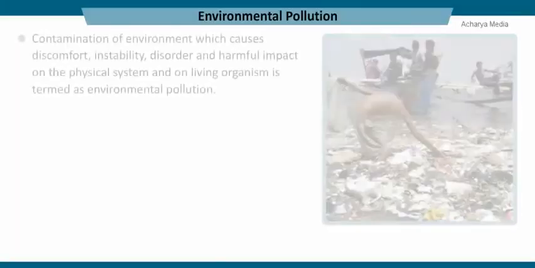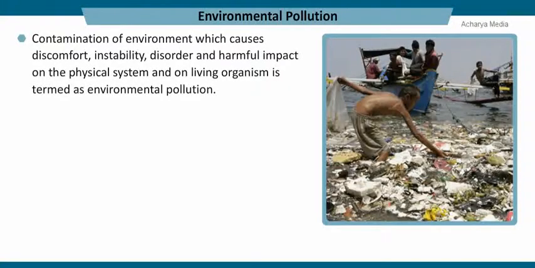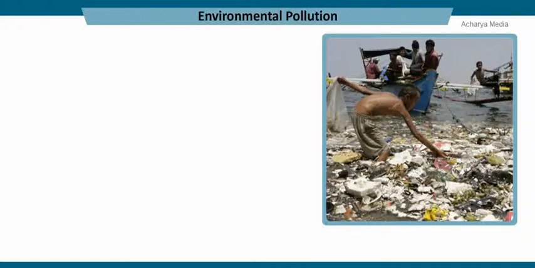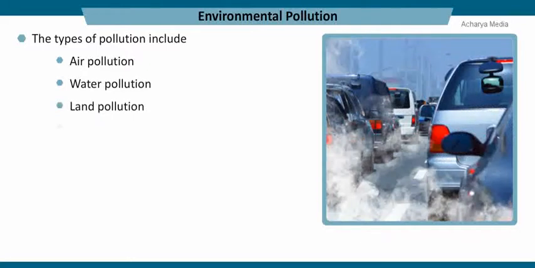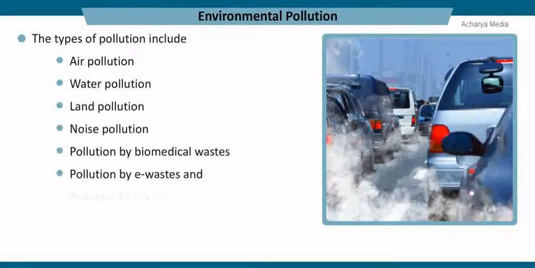Environmental pollution. Contamination of the environment which causes discomfort, instability, disorder, and harmful impact on the physical system and on living organisms is termed as environmental pollution. The substance which causes the pollution is a pollutant. For instance, smoke, dust, chemicals, etc. The types of pollution include air pollution, water pollution, land pollution, noise pollution, pollution by biomedical waste, pollution by e-waste, and pollution by mining.